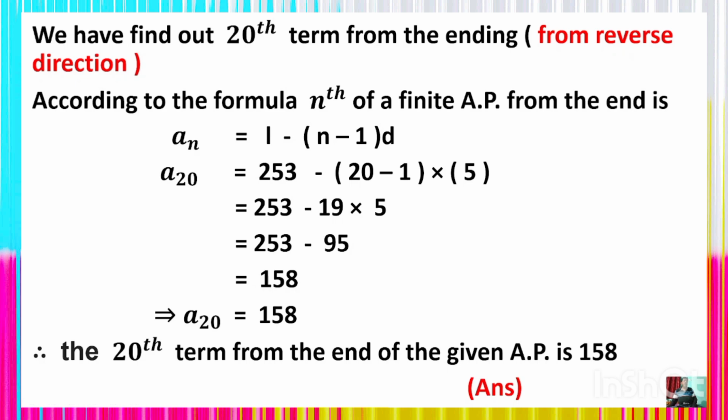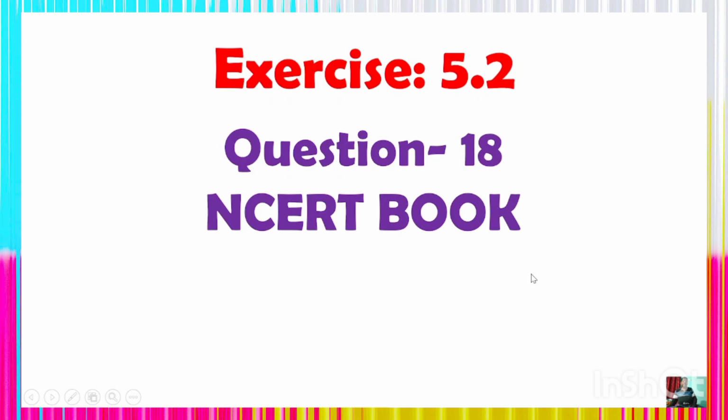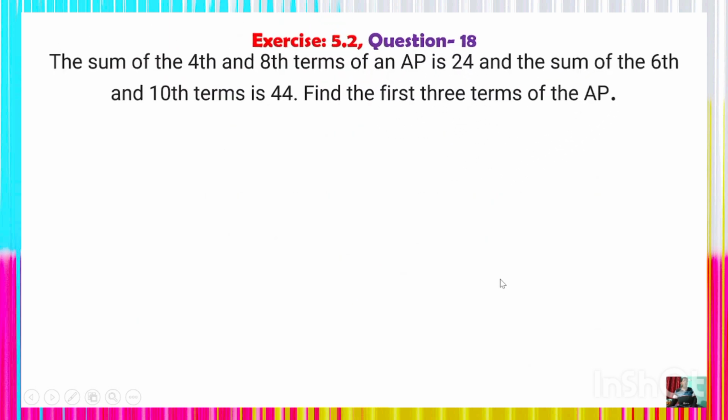Okay, shall I proceed to the next question? Yes. So here question number 18 I am going to discuss. Another important and interesting and most probable question for you. The sum of the 4th and 8th term of an AP is 24. The sum of the 6th and 10th term of AP is 44, right? Find the first 3 terms of the AP. Look at the solution here.